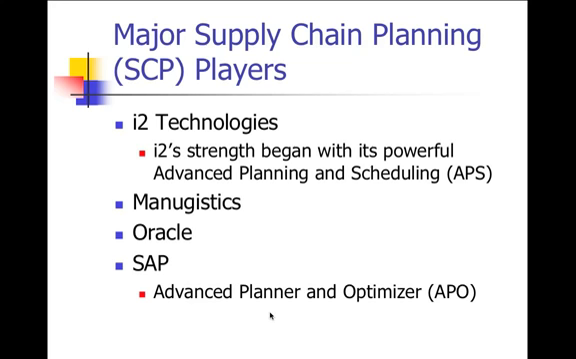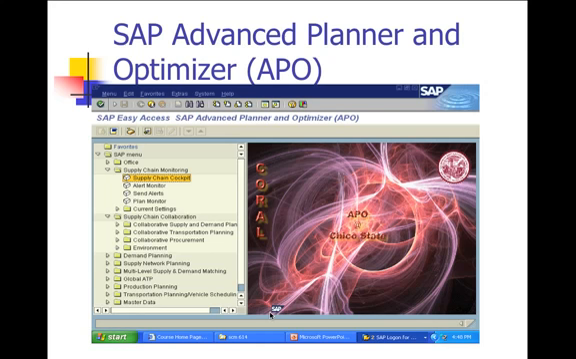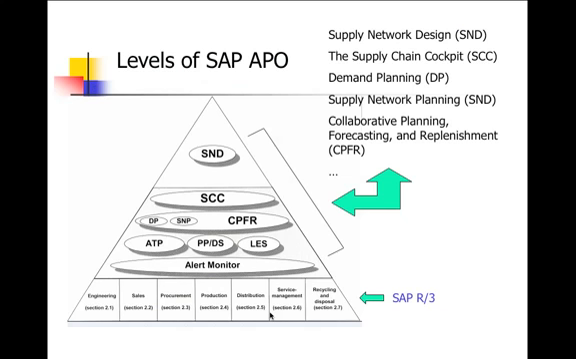Players in the game: i2, and they're still around. Oracle, SAP. It's not in order of preference, it's just a couple of the different components that you may have seen, you may actually be familiar with already, depending upon your background. Advanced Planning and Optimizer. This is actually a very old screenshot, an easy access kind of interface. Levels of SAP and advanced planning for the organization.